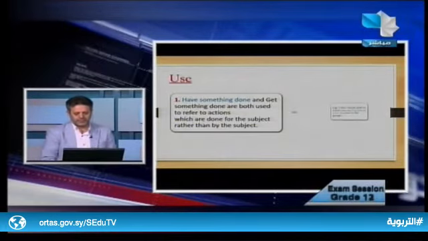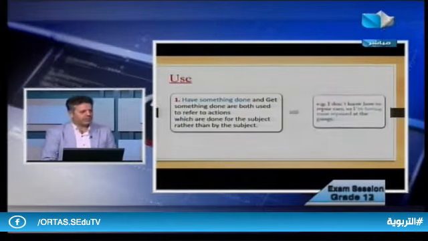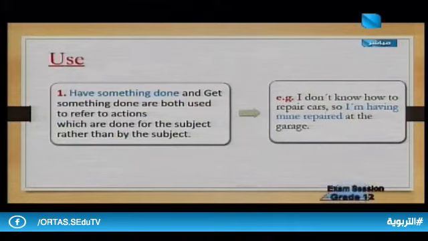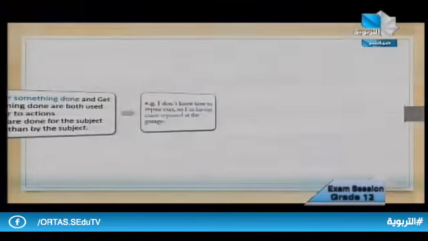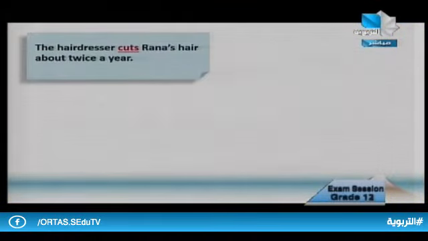We have many forms of causative according to the tense of the main sentence. For example, the hairdresser cuts Rana's hair about twice a year. To make it a causative sentence, we have to put the subject, Rana, has or gets, because it's present simple, and the object, her hair. Then we put the past participle, cut, and the complement.